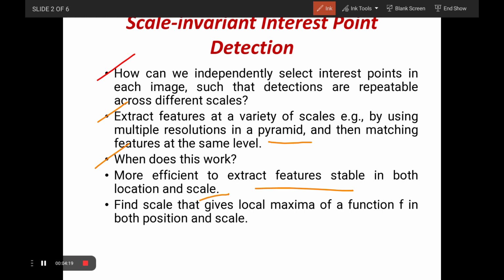That point is extracted from both images, and you can identify the corresponding point. If it is matching, then we can say that both points are common features in both images. At the same time, find the scale that gives the local maxima of the function in both position and scale. That is, based on the Harris corner measure, you can identify the remaining points also.